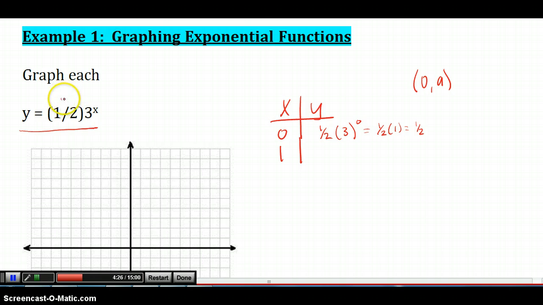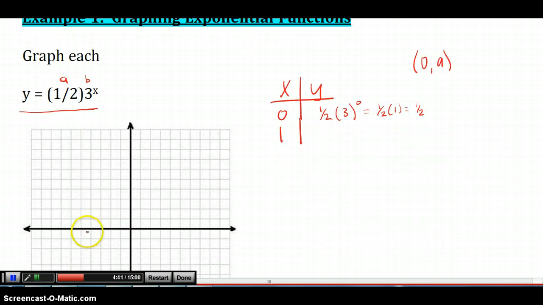Well, in this case, a is 1/2, b is 3, because remember this is a times b to the power of x. So our graph should cross through the point (0, 1/2), and it does, because if we plug in 0, we get 1/2. So one of our points is going to be (0, 1/2). So at 0, up a half, put a dot.